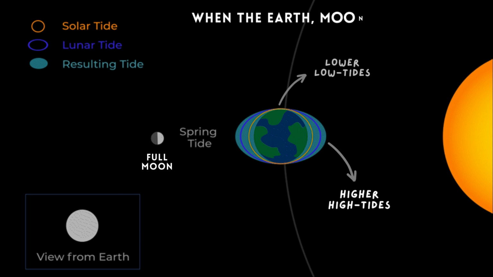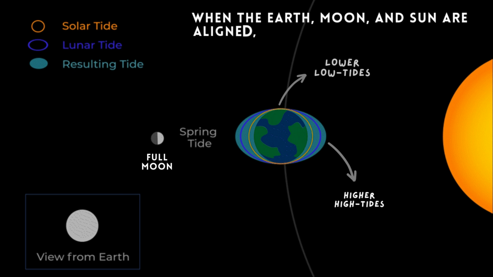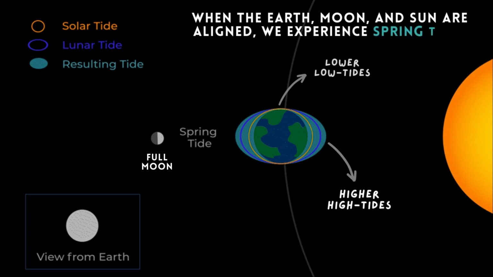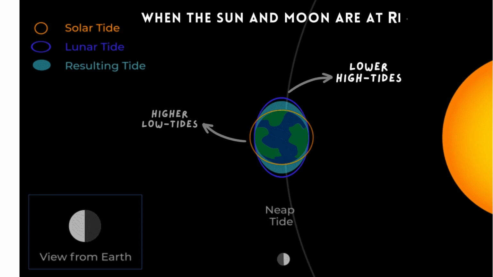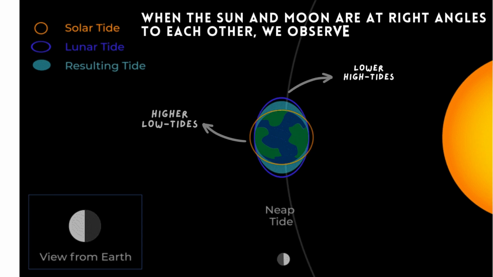During a full moon or a new moon, when the Earth, moon, and sun are aligned, we experience higher high tides and lower low tides. These are called spring tides. Conversely, when the sun and moon are at right angles to each other, we observe neap tides with lower high tides and higher low tides.